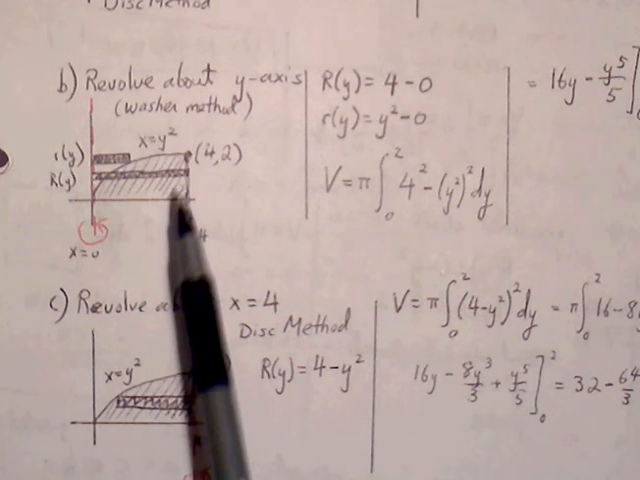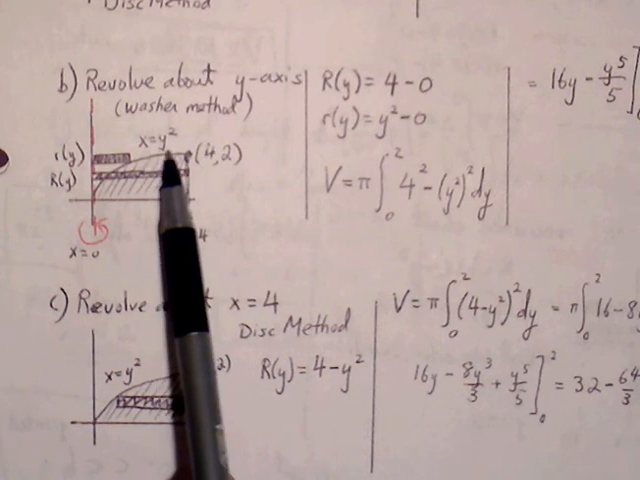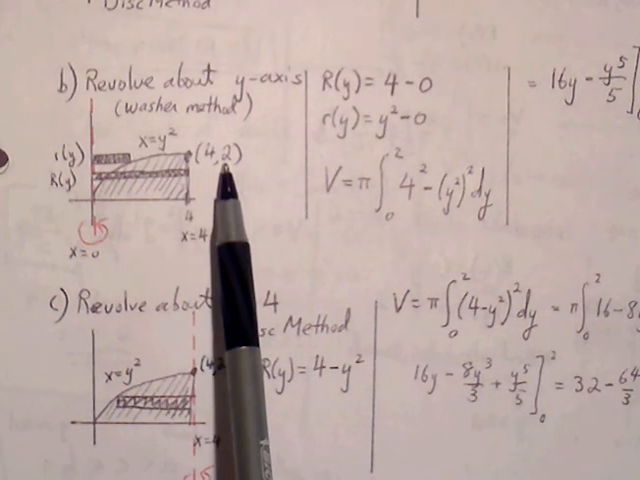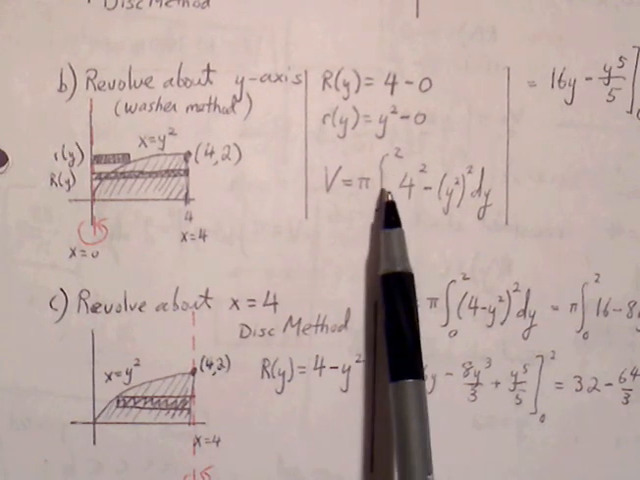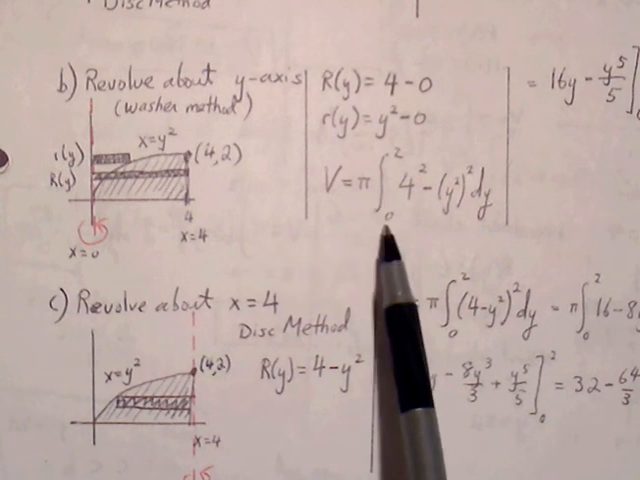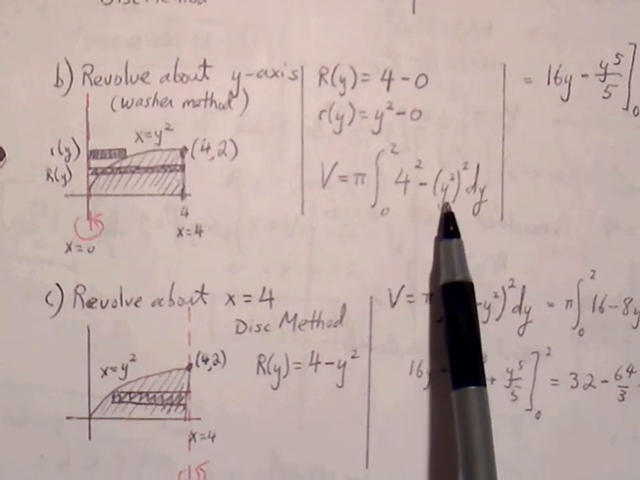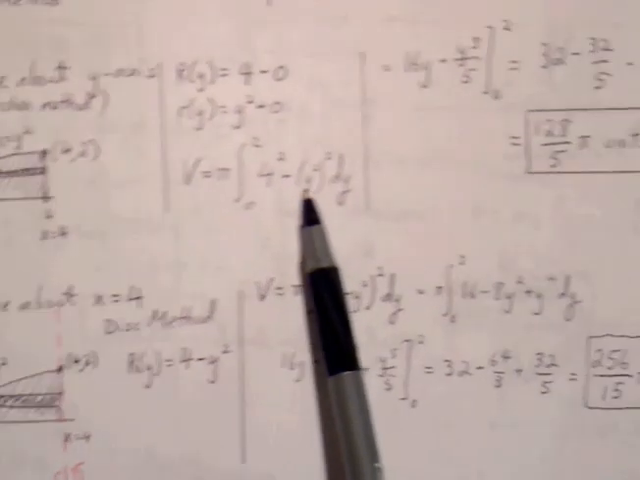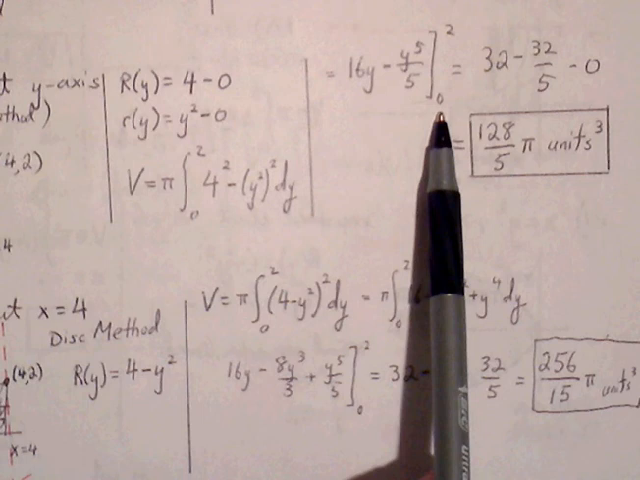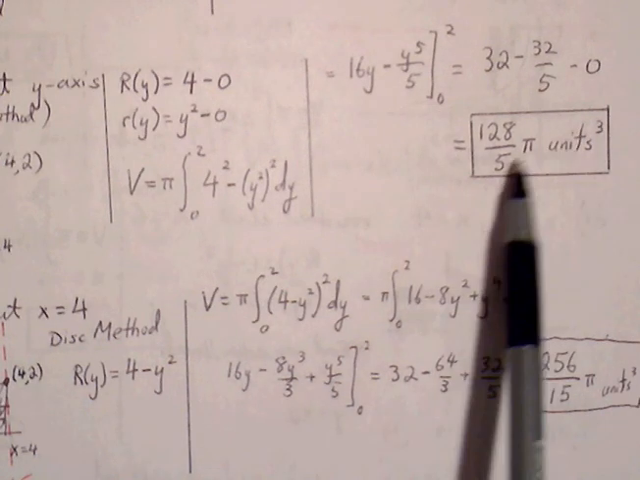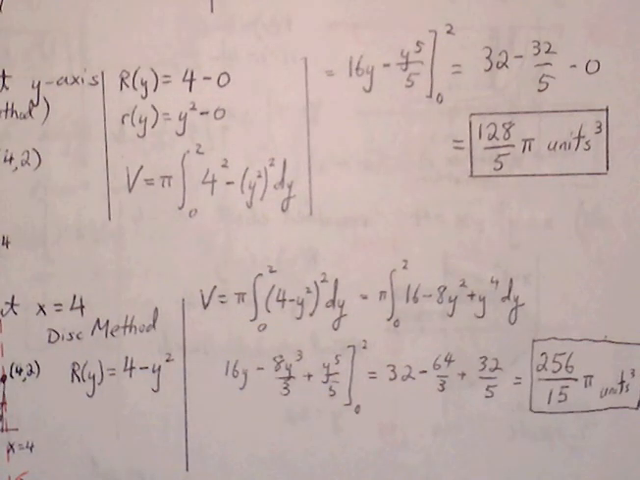So plug 4 in for x, and if we solve for y, we're going to get y squared equals 4, so simply y must be equal to 2. So then we have y squared minus 0 being the small radius, okay, and our bounds being from 0 to 2, so big R squared minus little r squared gives us 16 minus y to the 4th. Okay, go through power rule, we get 16y minus y to the 5th over 5, and then plug in our upper and lower bound, we get 32 minus 32 over 5, and we get 128 over 5, and we have to include that pi cubic units.